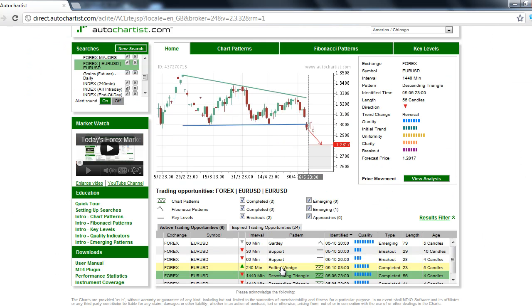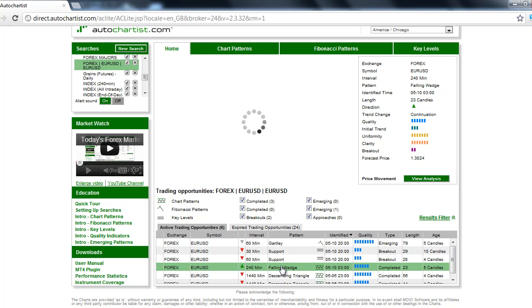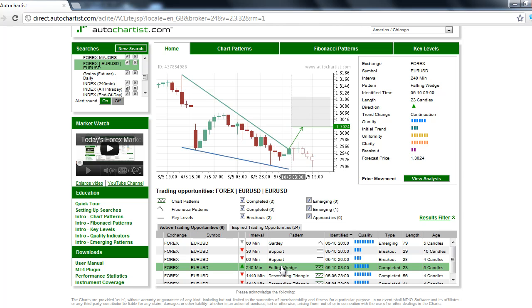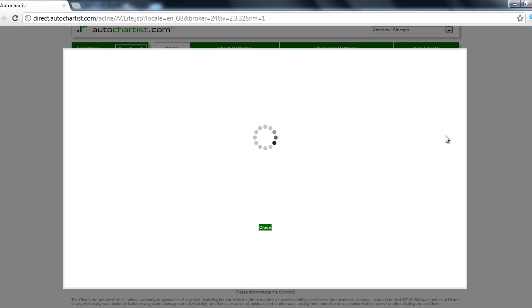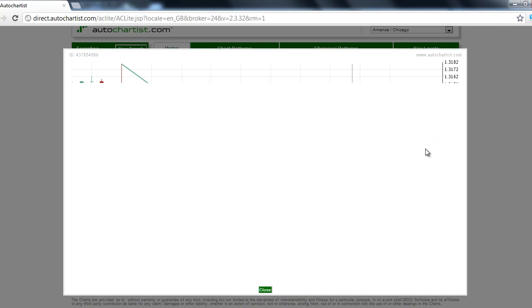Now that we've covered the 1440-minute chart, or the larger time period, let's take a look at what Autochartist's chart pattern recognition program has to say about the 240-minute or intermediate time frame.